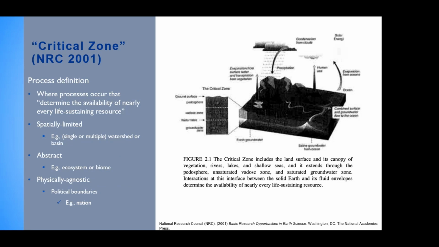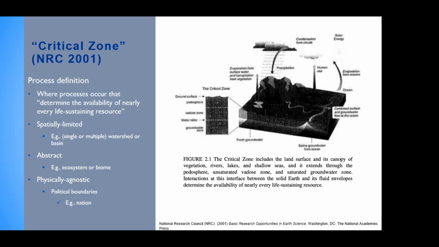There was also a process definition because in the same sentence, they go on to say that the critical zone is where processes occur that determine the availability of nearly every life-sustaining resource. And in this way, people have latched onto this meaning as well and said that, oh, their study site is a critical zone in itself. It is not the area of the whole terrestrial land surface of Earth. It is more spatially limited. It is, say, a single watershed or basin. It can be an abstract definition, it can be just an ecosystem, and it can be physically agnostic. So it could be something like political boundaries, maybe a nation or so.